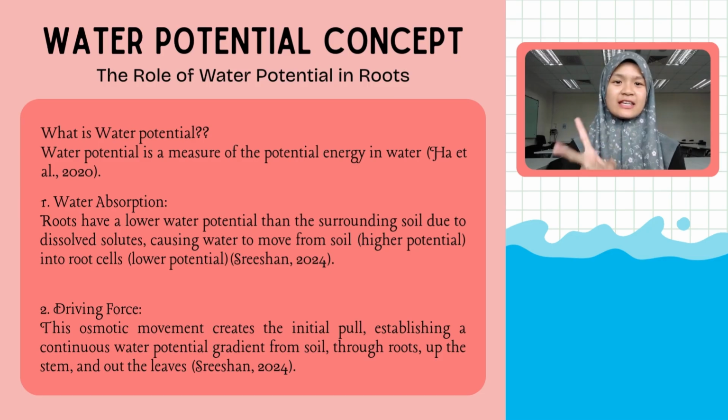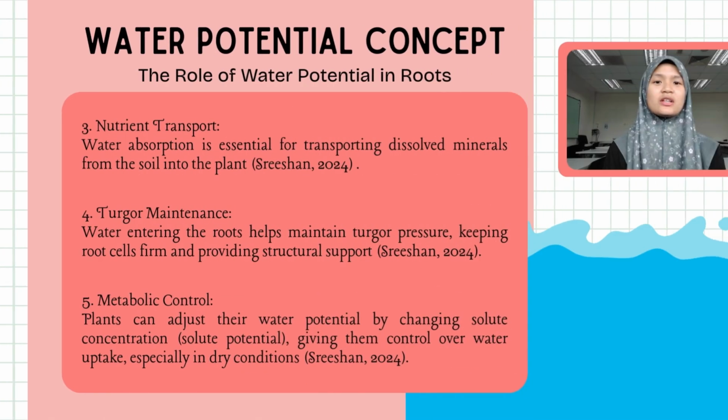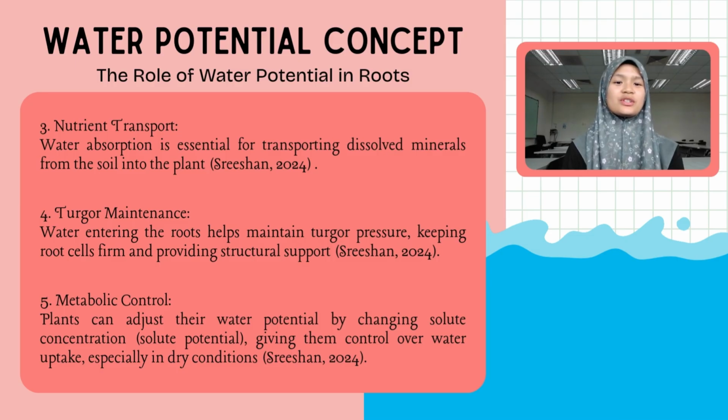The second key role of water potential in roots is the driving force. This osmotic movement creates the initial pull, establishing a continuous water potential gradient from soil through roots up to the stem and out the leaf. Number 3. Nutrient transport. Water absorption is essential for transporting dissolved minerals from the soil into the plant.